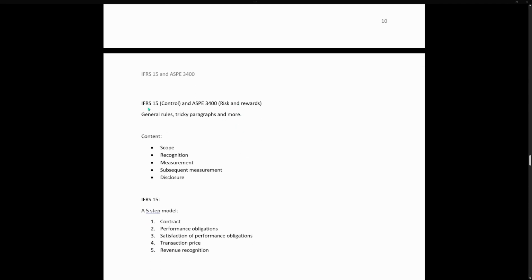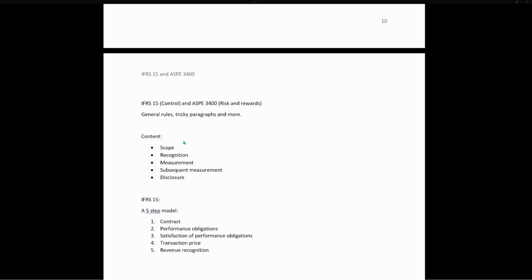So let's start with IFRS 15, which is mostly focused on control, and ASPE 3400, which is mostly focused on risks and rewards. There are different sections about these two sections of the handbook: general rules, tricky paragraphs, and more. Today I just want to cover the general rules and a bit of the tricky paragraphs that you may not know, which are mostly in Appendix B of IFRS 15.